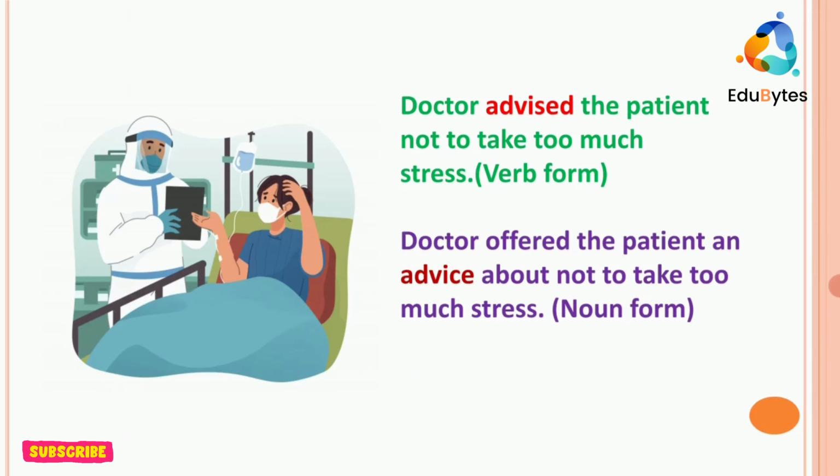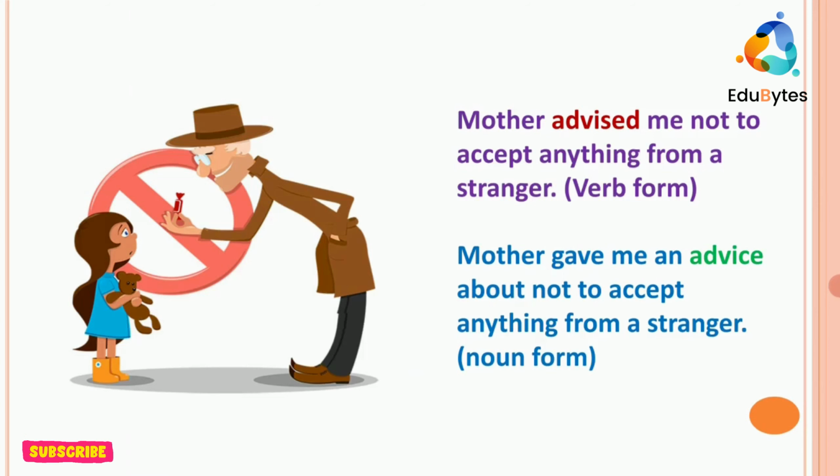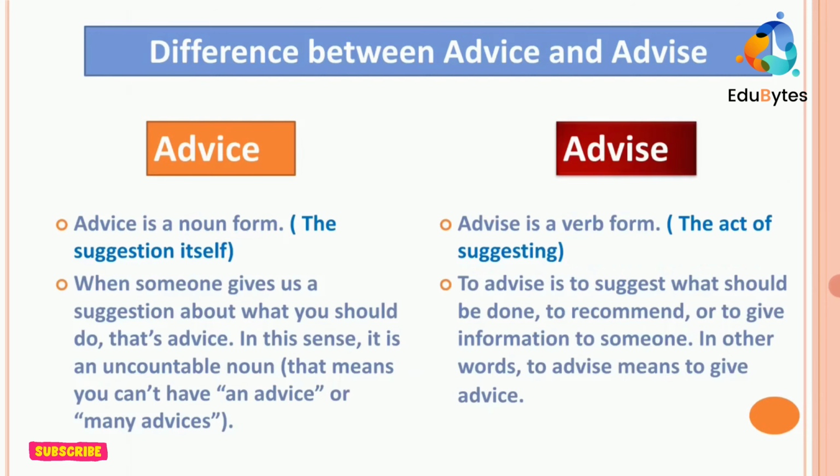Now again, in the first sentence, doctor advised means doctor gave a suggestion. That suggestion is a noun form which has been used in the next sentence, and gave, the act of giving it, is a verb form. So I hope it is clear now that advice is a noun form, a suggestion itself, and advise is the act of giving it.